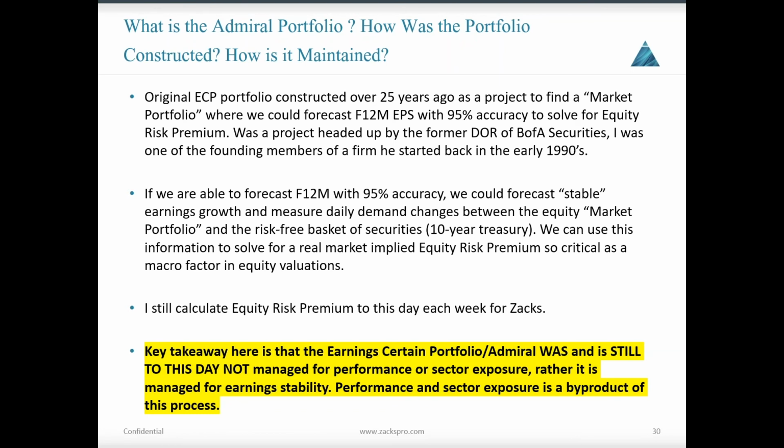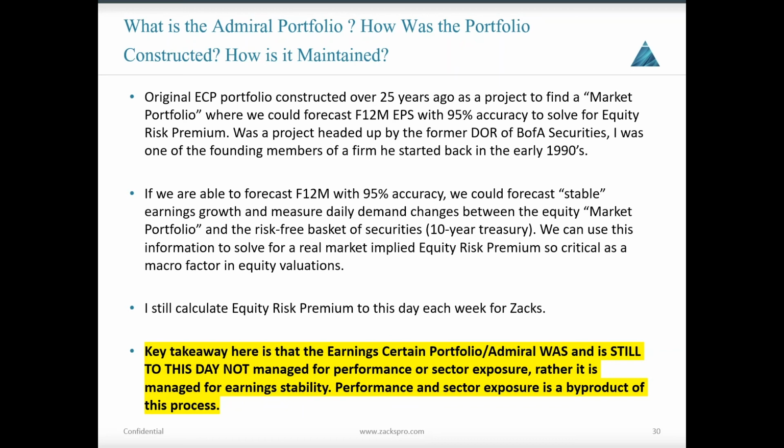I'm in the middle of doing it now for the June quarter, so I want to once again share this process with everyone. The original earnings certain portfolio was constructed, again, 25 years ago. It was a project to be able to calculate a market implied equity risk premium. So we ran it through a valuation model. We were able to determine a group of stocks that could be our market basket of securities for equities. And we were able to more or less produce an equity risk premium series.